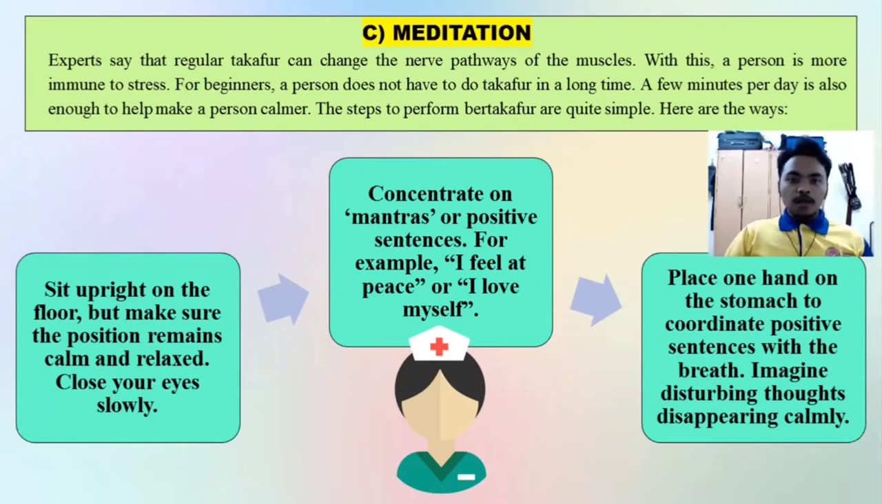Here are the ways. Sit upright on the floor, but make sure the position remains calm and relaxed. Close your eyes slowly. Concentrate on a trusted or positive sentence, for example, I feel at peace or I love myself. Place one hand on the stomach to coordinate the positive sentence with the breath. Imagine disturbing thoughts disappearing calmly.